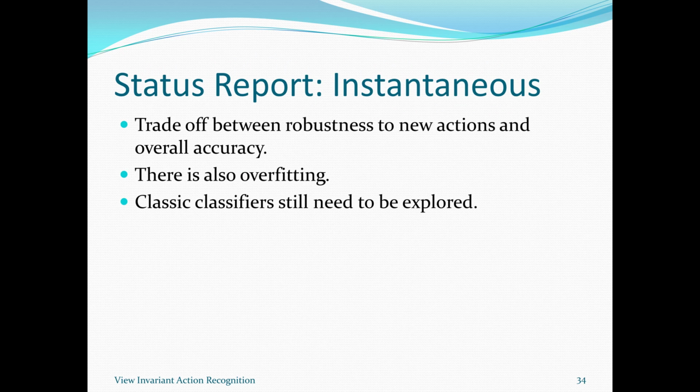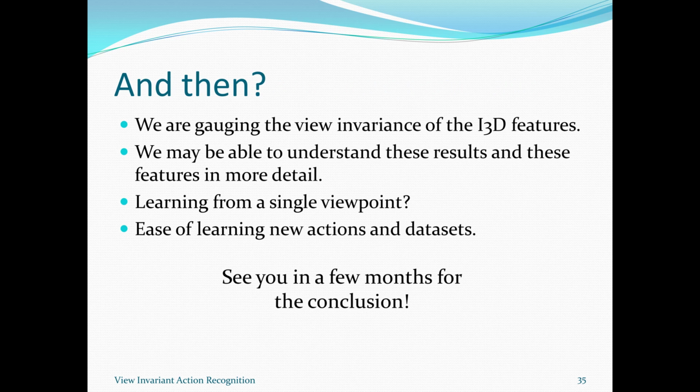There is overfitting happening. We still have to try more things, try classical classifiers. There's a lot more to be done, and this is in the middle of the work. We're still gauging how view invariant the features are. We're also trying training on one viewpoint or trying RGB information. So in a few months, I'll let you know what happens. Thank you. Any questions?